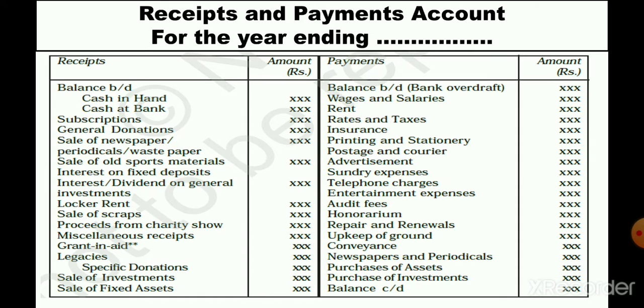Receipts and payments of every nature are shown in this account, that is whether it is capital or revenue in nature, or whether it relates to the current year, previous year, or next year. In debit side all receipts, and in credit side all payments. This is the specimen of receipts and payment account.